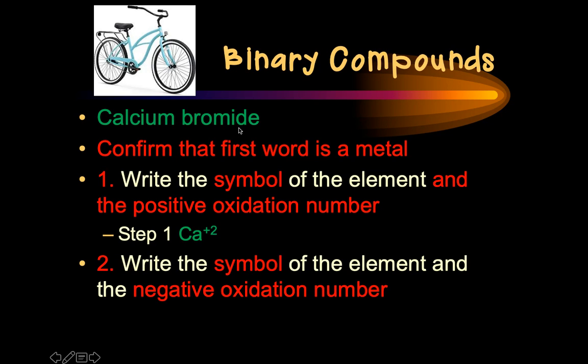So again, that "ide" ending means you're looking for an element that sounds like bromide, and it's bromine. The symbol is capital B, small r, and the negative oxidation number is a -1. Why is it -1? Look at where bromine is on the periodic table. If it goes forward 1 spot, it'll be in the noble gas column in terms of electrons. Negative because it's gaining an electron to get stable. All right, so step 1, symbol and charge of the positive part. Step 2, symbol and charge of the negative part.